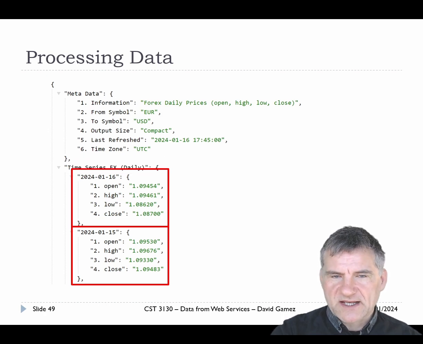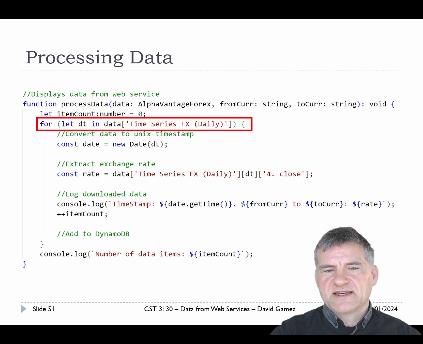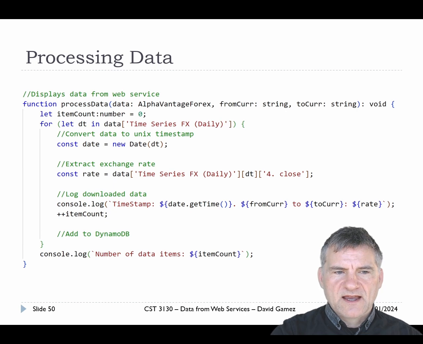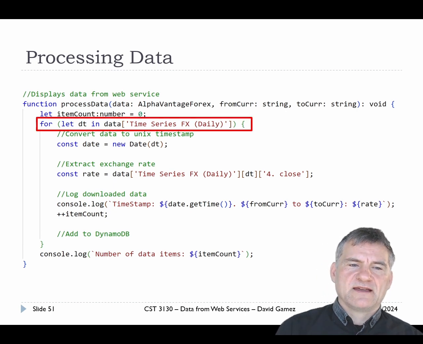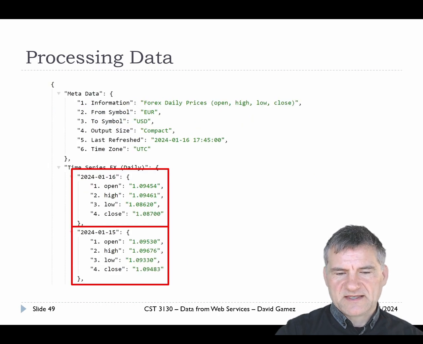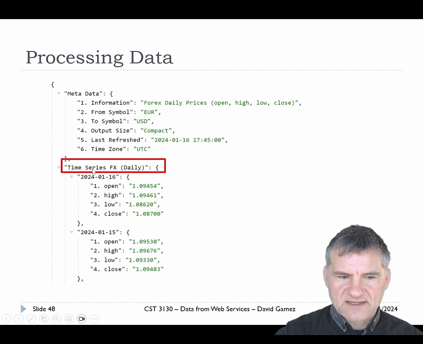Okay, so to extract the data, I need to understand that it has this key pointing to these objects. So you can see here with data, Time Series Daily, that'll give us all of that stuff. And then here I'm using dt in, so dt here is the date time, this date here, that's what dt stands for. So it's all of the keys inside this object.